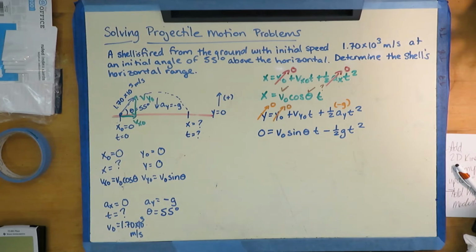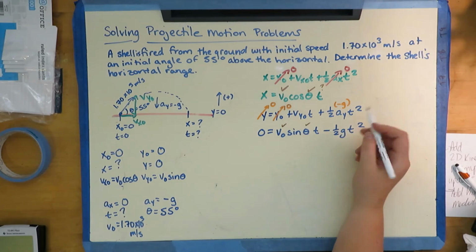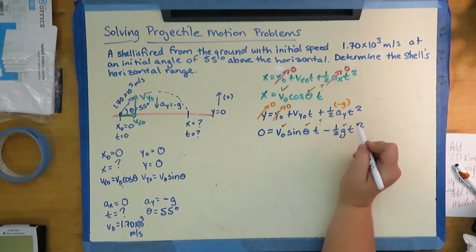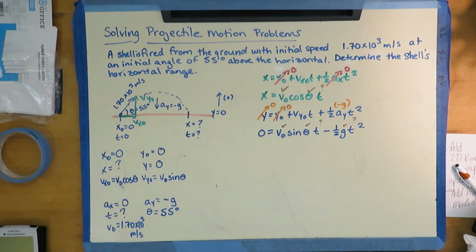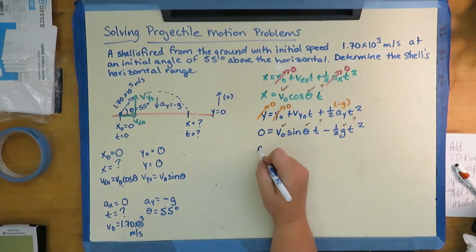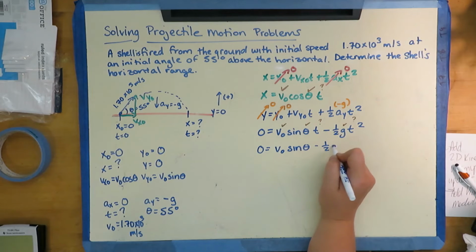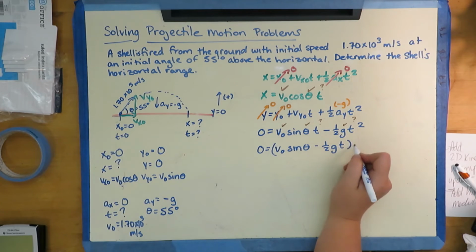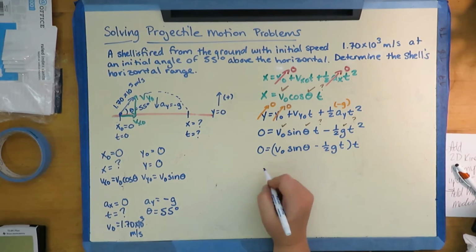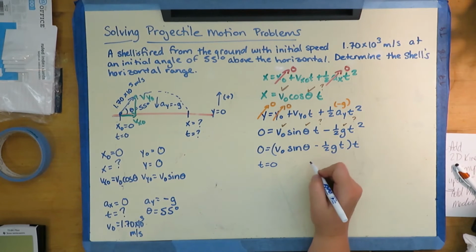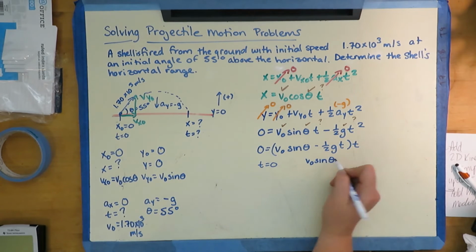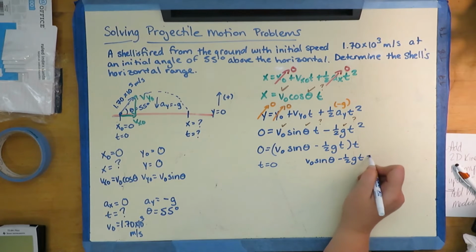Now, if I look at this equation, I know V0, I know theta, I know g, so the only variable I'm missing is t. So I can therefore solve this equation for time and substitute it in above. Now, fortunately, because I have a t in both terms, I can actually factor that t out. And I get V0 sine theta minus 1/2 gt times t. So I can split that up and say that t is equal to 0, and V0 sine theta minus 1/2 gt is also equal to 0.